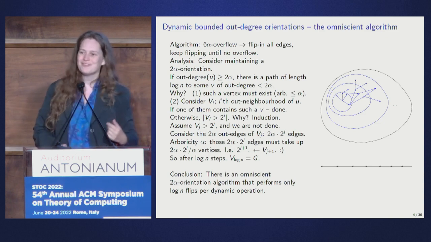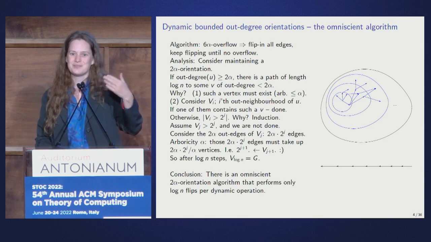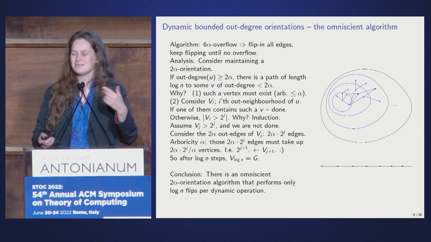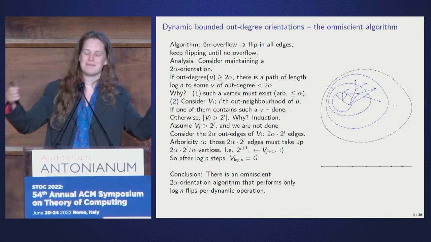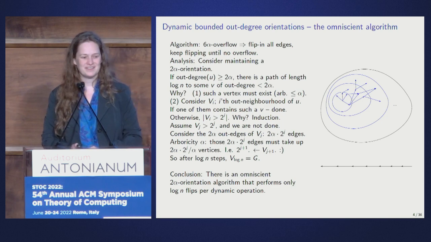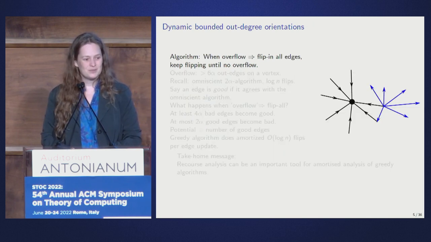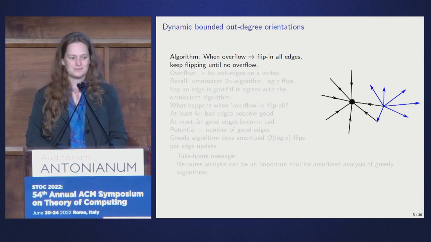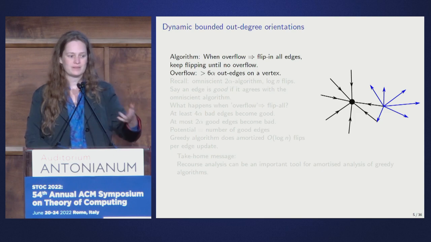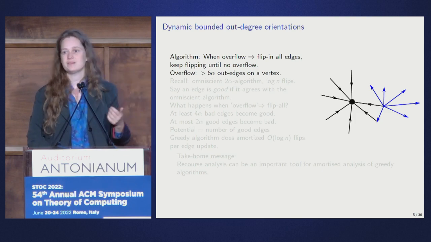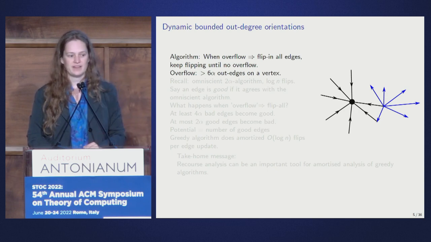Oh, fun fact. You can say you do it after each insertion, or you can say you do it after deletion, because you can think of it as the timeline reversed, but that's a little philosophical thing you can think about afterwards. So how do we use it to analyze the really stupid algorithm? Well, what did it do? It said when you had an overflow, as in more than 6 alpha many out edges, then you flip all edges and you keep going until you are safe again.